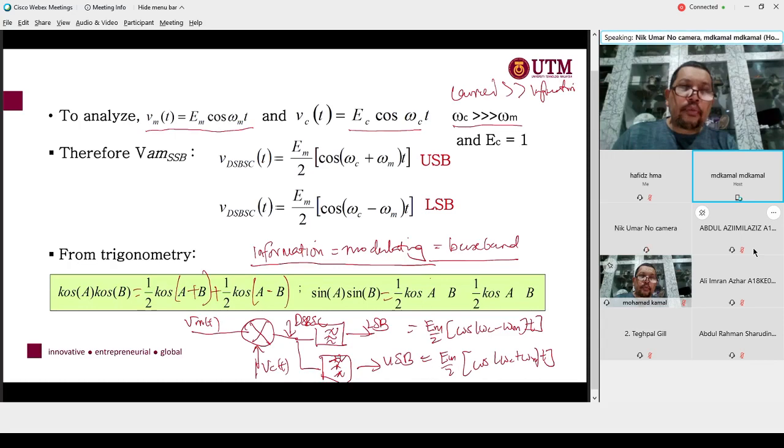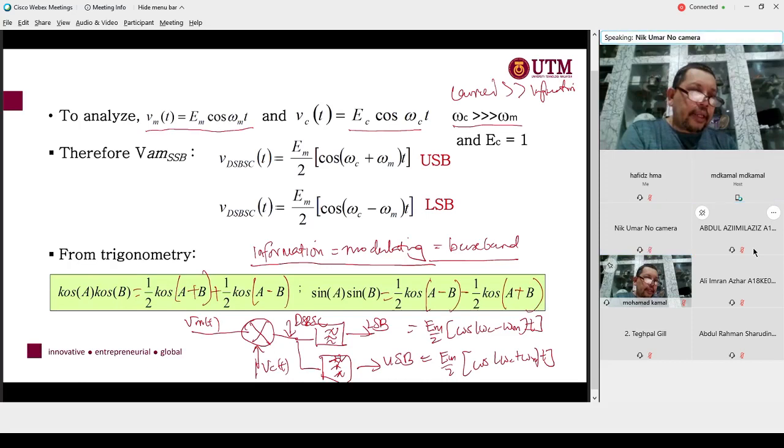Instead of plus, it's minus. Which one is a minus? Minus 1 over 2 cos(A plus B). The last one? Half cos A plus B, and half cos A minus B. A minus B, this one? Minus. Okay, this one? Plus.